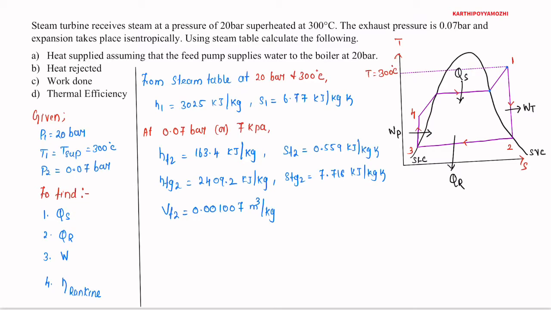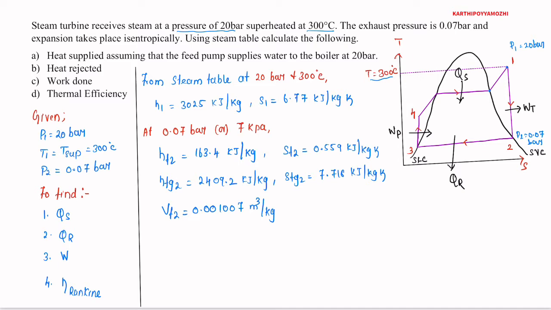A steam turbine receives steam at a pressure of 20 bar, superheated at 300 degrees Celsius. That is, at state 1, the pressure is given as 20 bar and 300 degrees Celsius. The exhaust pressure is 0.07 bar and the expansion takes place isentropically. Therefore, at point 2, the pressure is P2 equal to 0.07 bar.